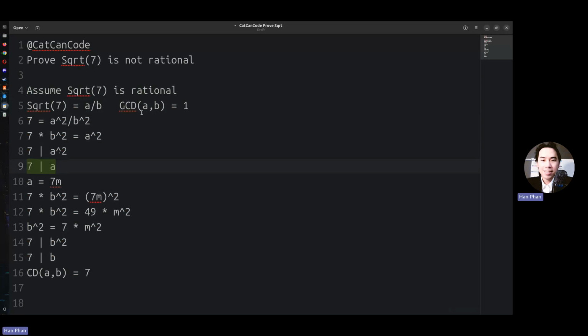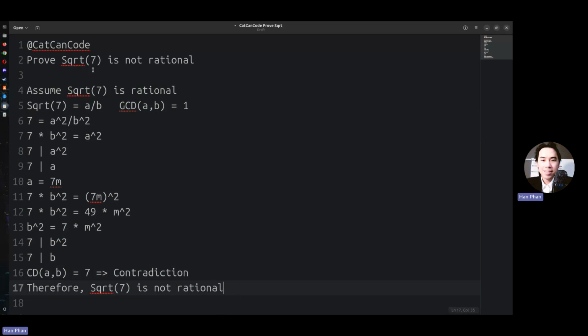Okay, but we know that the greatest common divisor of a and b is 1 based on our assumption. This leads to a contradiction. Because of this contradiction, we have that our initial assumption here is wrong, which means the opposite of that is right. Therefore, square root of 7 is not rational.